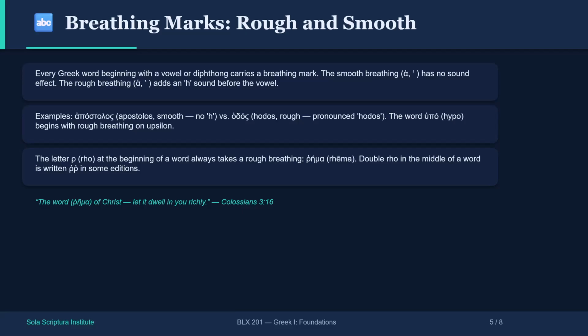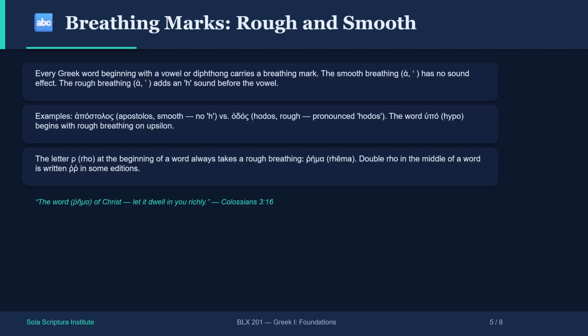I refer to them as Jacob and Esau because these were the two brothers. One had a rough, hairy skin, he was hairy, and one was smooth. So anyway, I refer to them as Jacob and Esau. So the smooth breathing mark looks like a small curved line opening to the right, right?